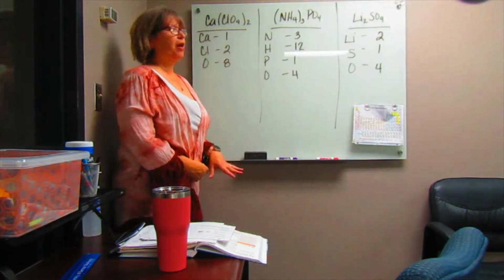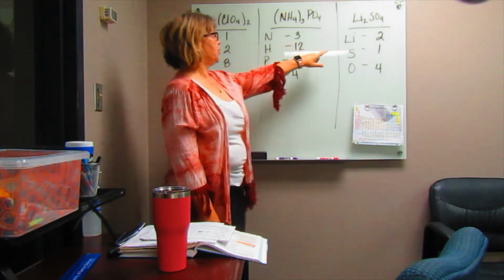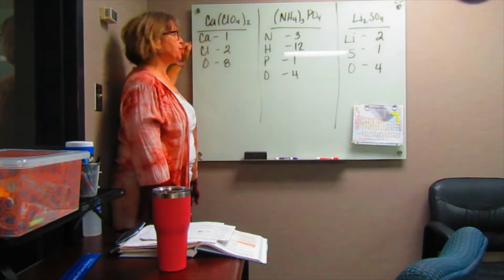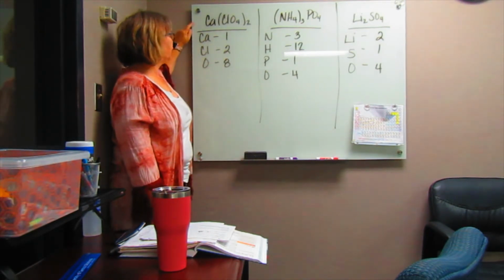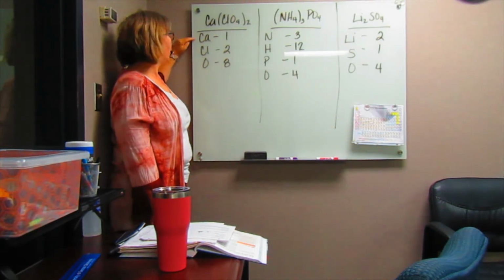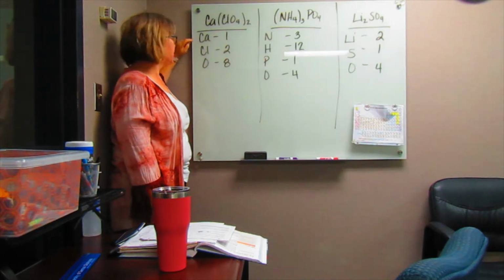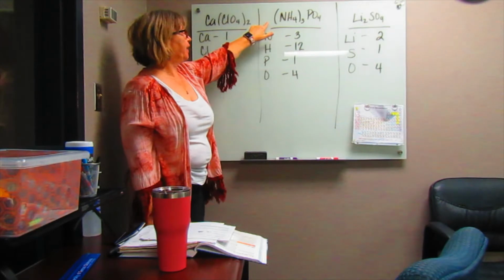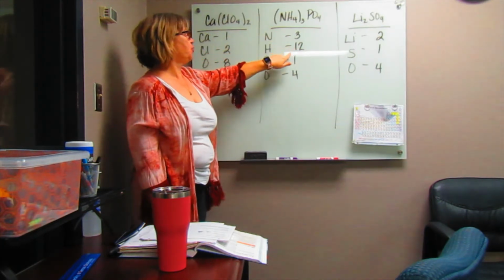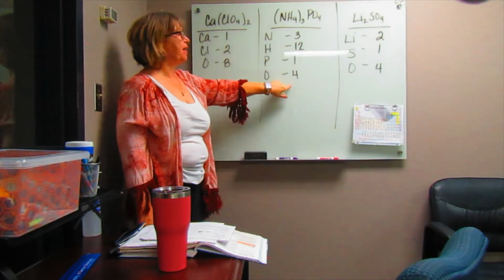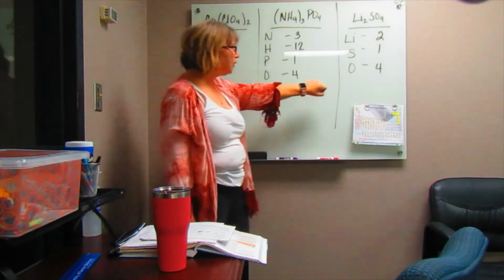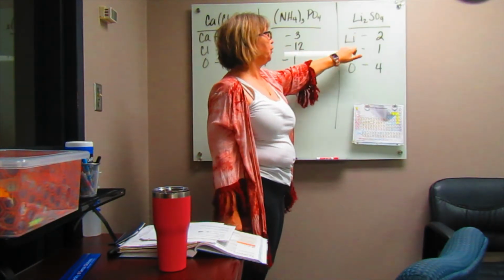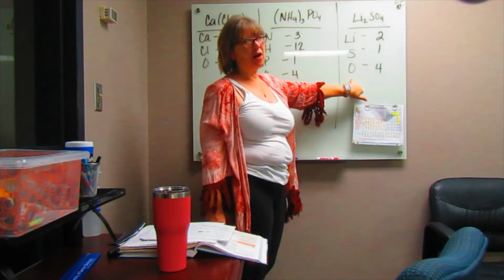Okay, so just a quick review. We have 3 compounds on the board here, and I've broken down the number of molecules or atoms per compound. So for your first compound here, we've got 1 atom of calcium, 2 chlorine, 8 oxygen. For our second compound, we have 3 nitrogen, 12 hydrogen, 1 phosphorus, and 4 oxygen. For the final lithium sulfate, we have 2 lithium, 1 sulfur, 4 oxygen.